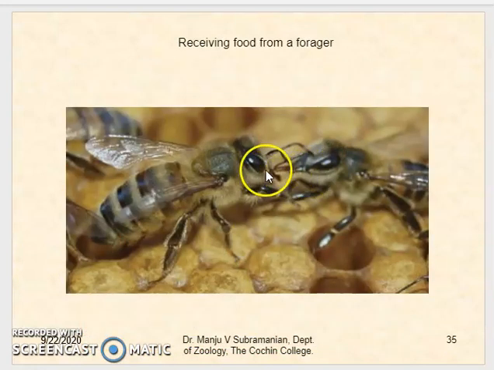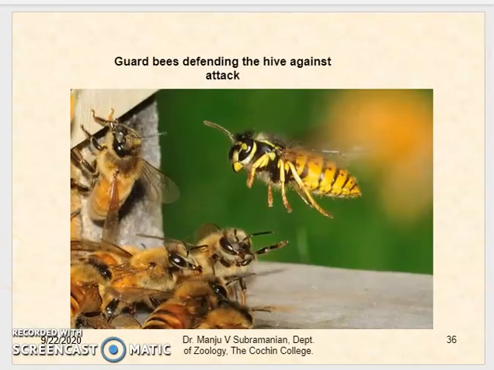This is the foraging bee, and the in-house bees are collecting the food from the foraging bees. These are the guard bees defending against the attack. This is an intruder. This is not a honeybee. It's an intruder wasp, and the hive is guarded by these bees. So they are the guard bees.